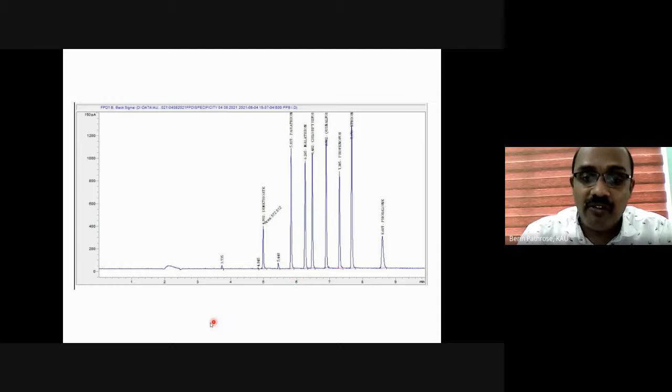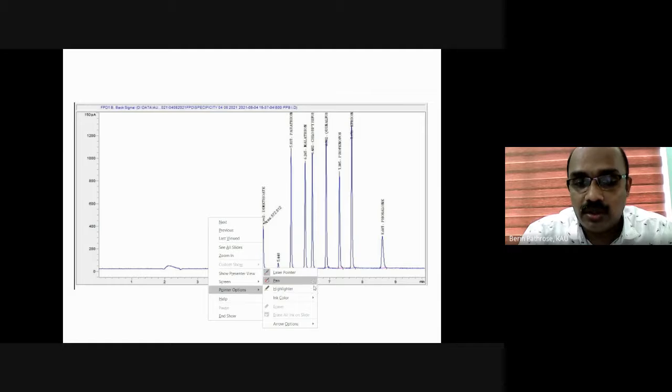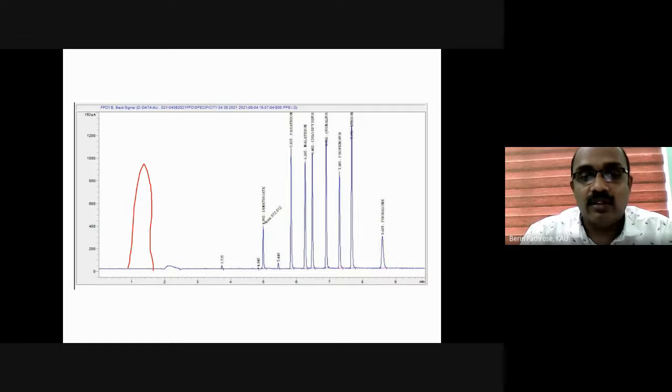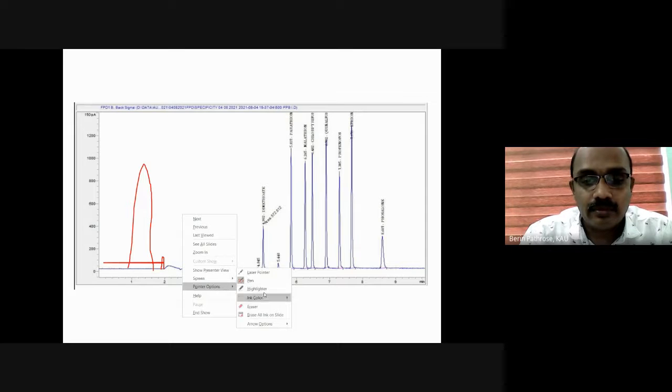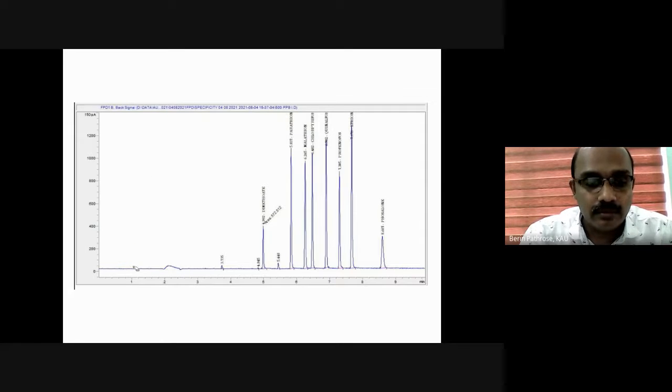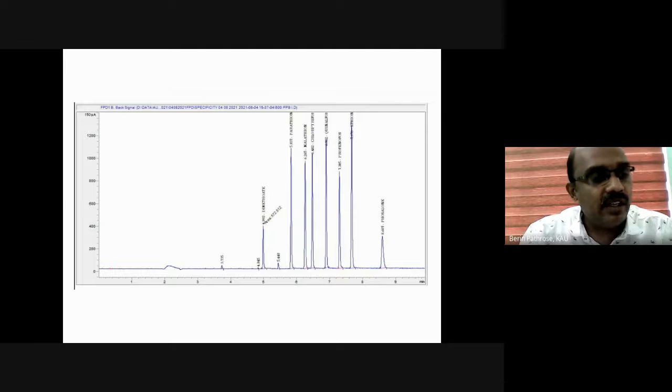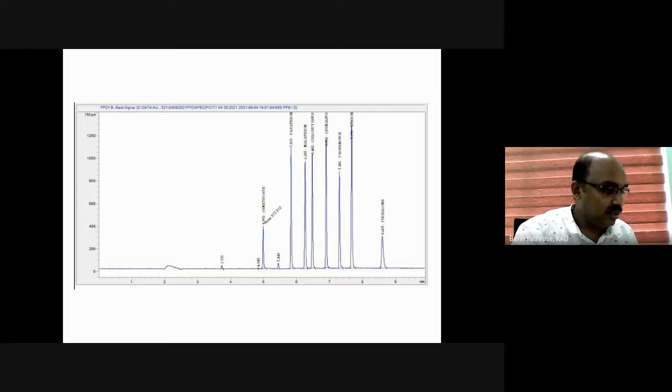So if we have a very high concentration of the compound, the peak will be like this. If we have very low concentration, it will be like this. Sorry. Just a minute. Okay. If we have a very high concentration, just a minute. Teacher.